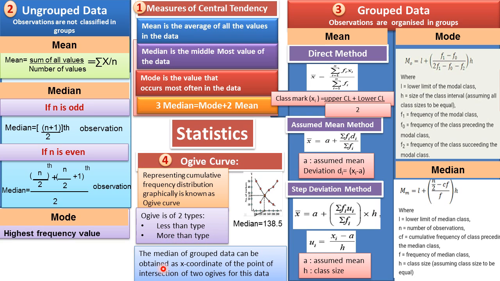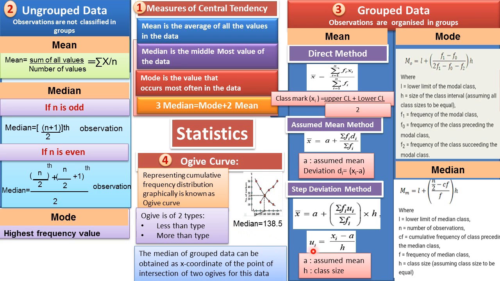The x coordinate of the intersection of these two is the median value. So the median of grouped data can be obtained as the x coordinate of the point of intersection of the two ogives for this data. What are those two ogives? Less than type and more than type. The intersection point, where it coincides with the x coordinate, is called the median of that given data.